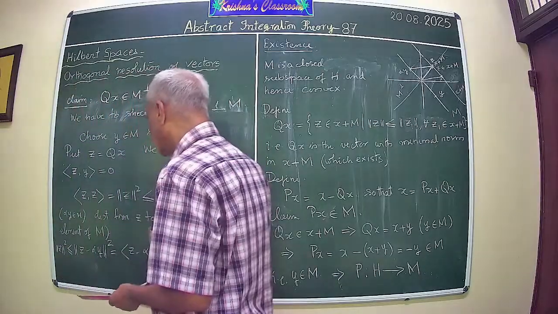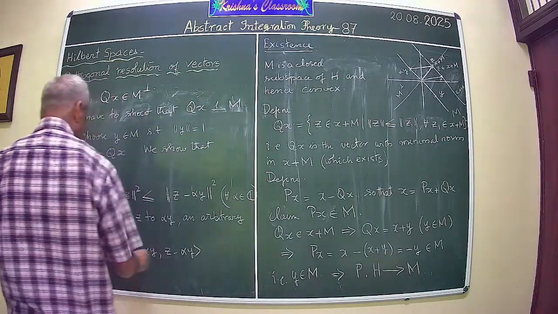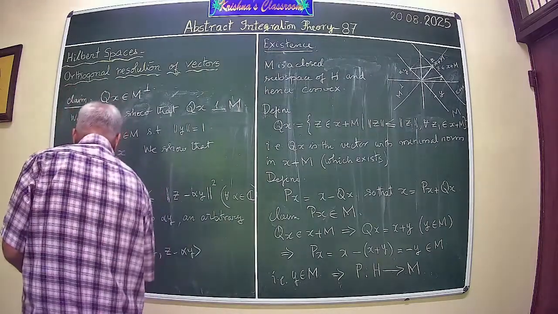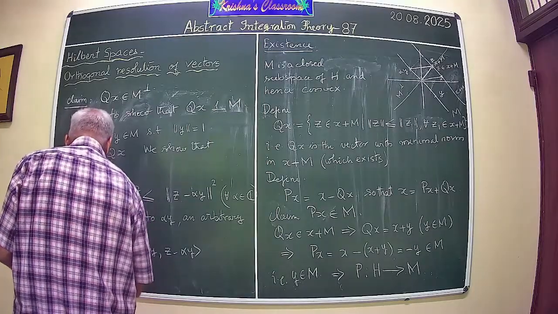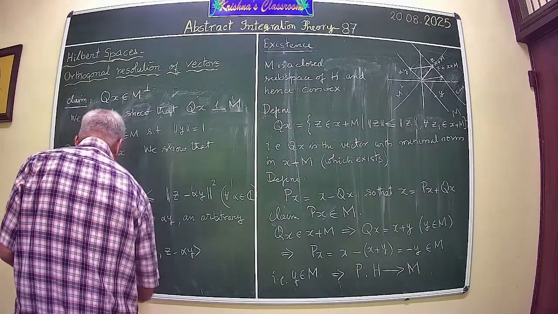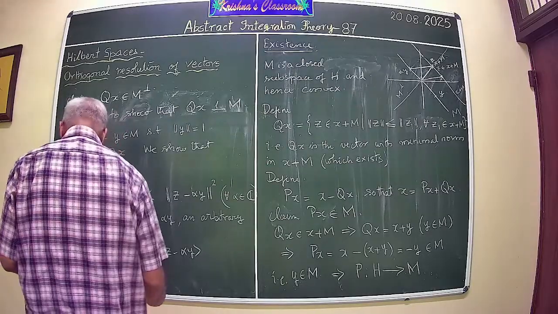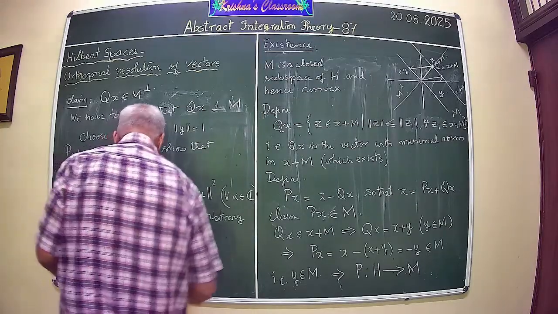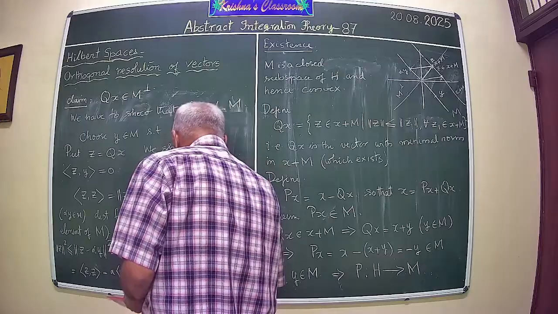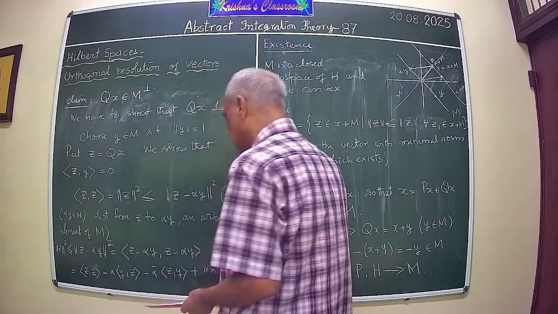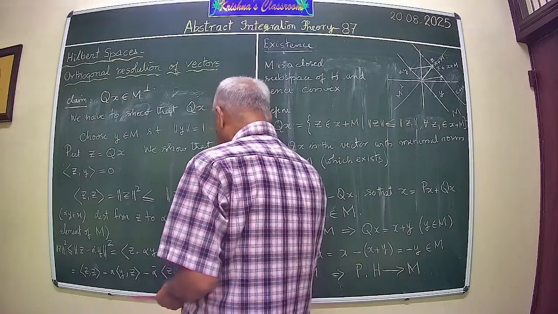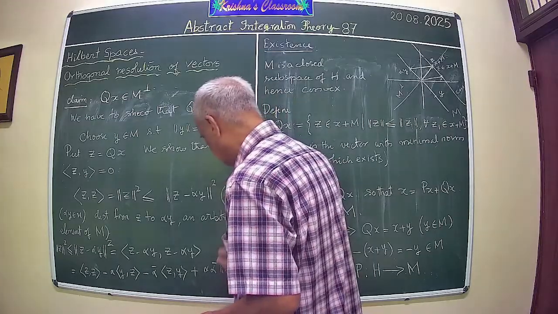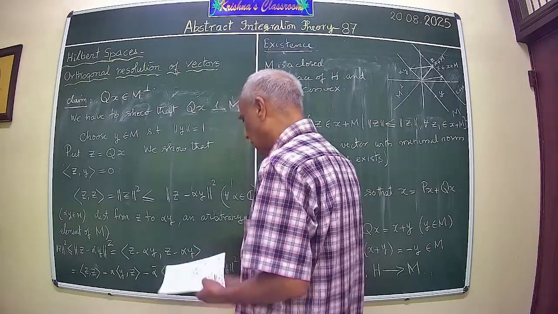Okay. Now let us work this out. If you compute this, this is going to be ZZ minus alpha YZ minus alpha conjugate ZY plus alpha conjugate inner product of Y with Y. So this is equal to 1. This is equal to 1. Therefore, you get alpha conjugate.